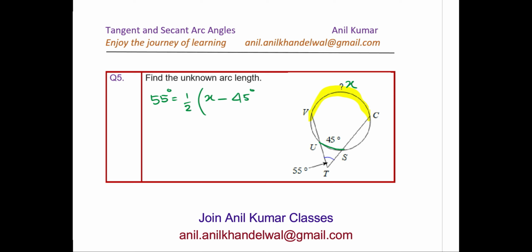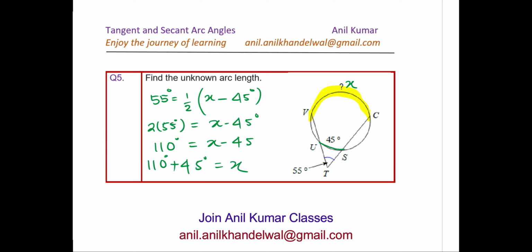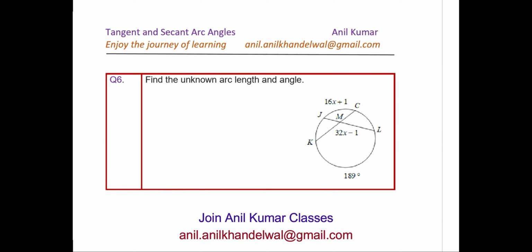So we'll write 45 degrees here, and now we can cross multiply. So 2 times 55 degrees should be equal to x minus 45 degrees, which is 110 degrees equals x minus 45 degrees, and 110 plus 45 degrees, right? So these are all in degrees, is equal to x, and clearly it is 155 degrees. So that is how we can actually solve this particular question. Now I hope that you have understood the concept, and so you should try to answer these questions.